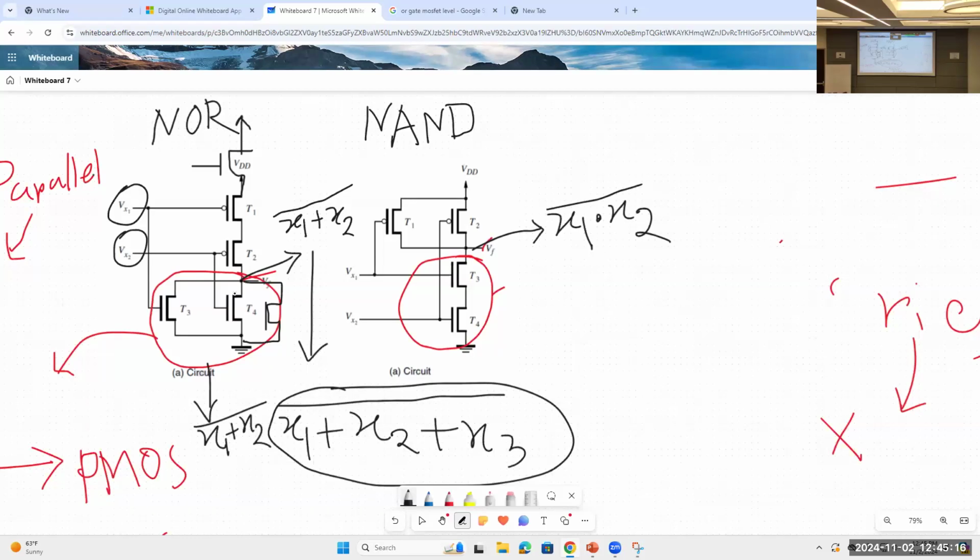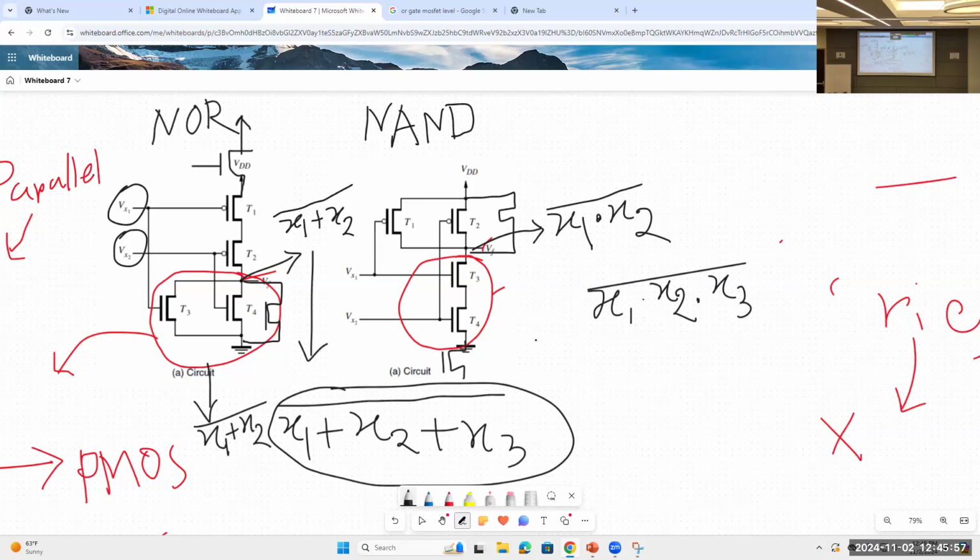We can do this for any number of inputs. If there are 4 inputs, we just attach 4 NMOSes in parallel and 4 PMOSes in series. That's how it works. And for x1 dot x2 bar, if we want to get x1 dot x2 dot x3 bar, what should we do? We connect another NMOS in series with this, and another PMOS in parallel with this. That's how we get a 3 input NAND gate.